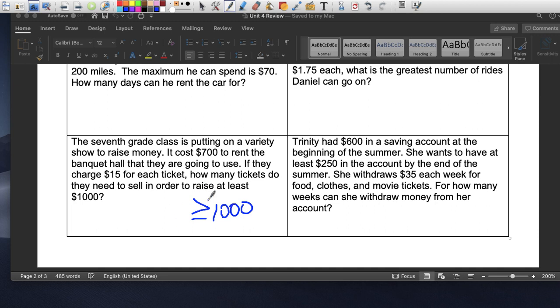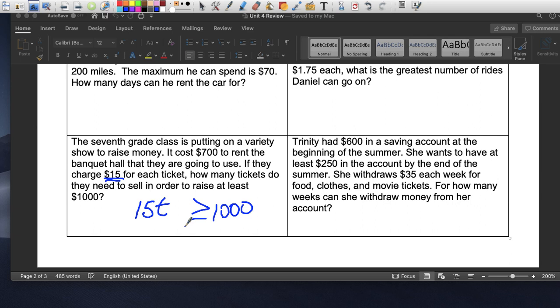So in order to do that, hang on a second, something is not right over here. This one is actually simpler. They want to raise $1,000 or more. What are they doing? They're selling tickets for $15. So 15t, that's it. That's how they're going to get their money. They're not selling anything else, right? They're just selling tickets. So 15t has to be greater than or equal to 1,000.